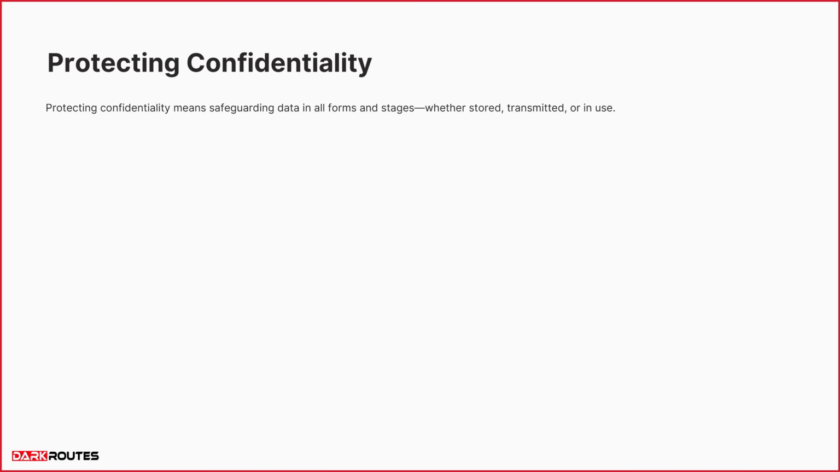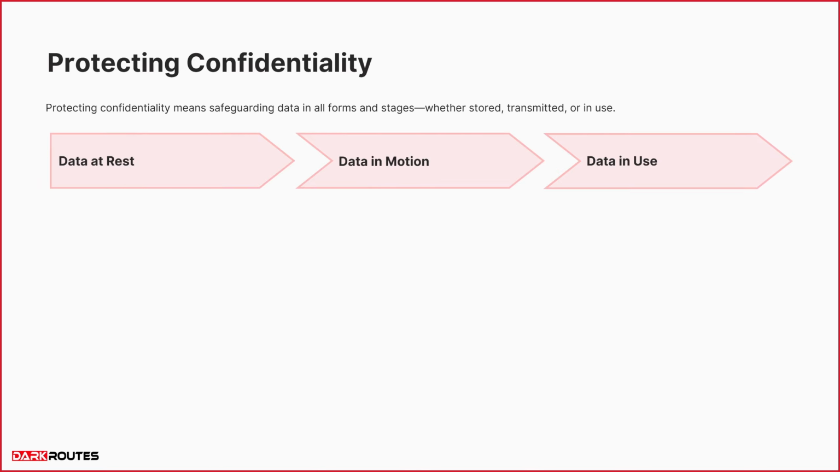Now that we know the risks, how do we protect confidentiality? Essentially, protecting confidentiality means you are protecting the data. Now, data can be in multiple stages or forms. So let's break it down first: data at rest, data in motion, and data in use. So what do we mean by data at rest? It refers to data that is stored on your disk, database, or device that is not currently being transmitted or processed. For example, the files that you have stored in your hard drives, in cloud storage, or in a database are examples of data at rest.